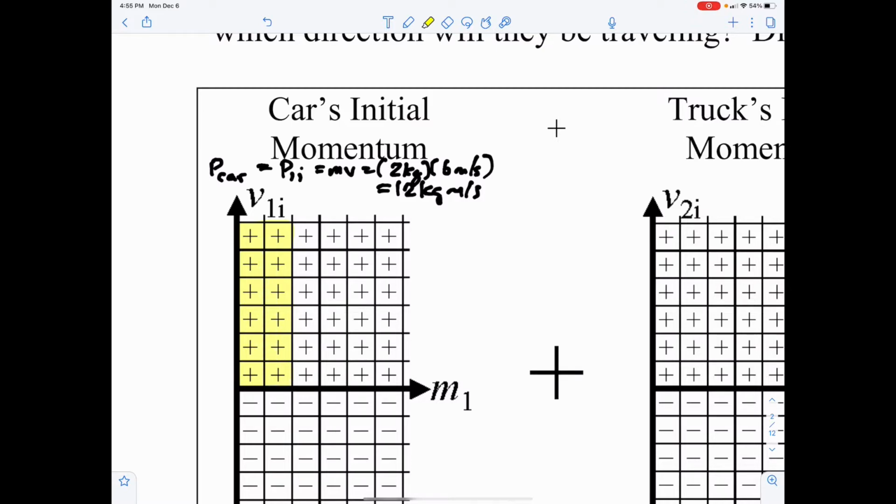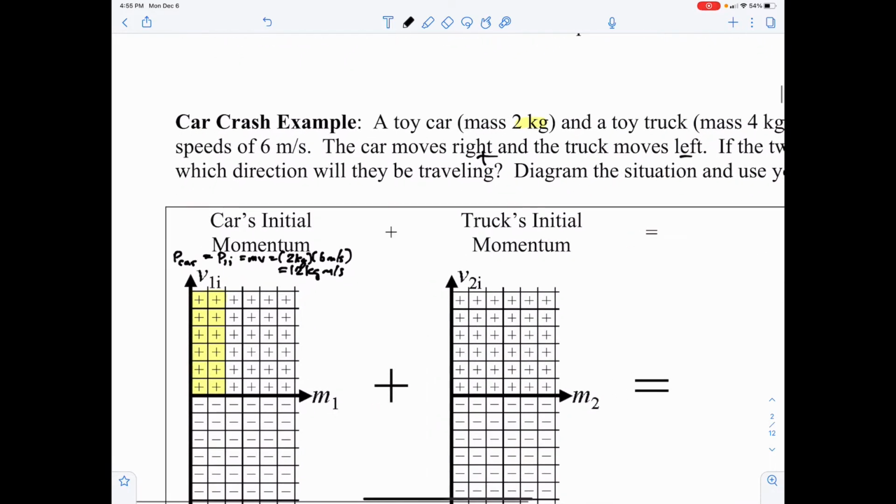All right, let's take a look at how the bar graph makes sense to us. We have 2 boxes shaded. There's our 2 kilograms right there, mass 2 kilograms. We have 6 boxes shaded here. There's our 6 meters per second right there.